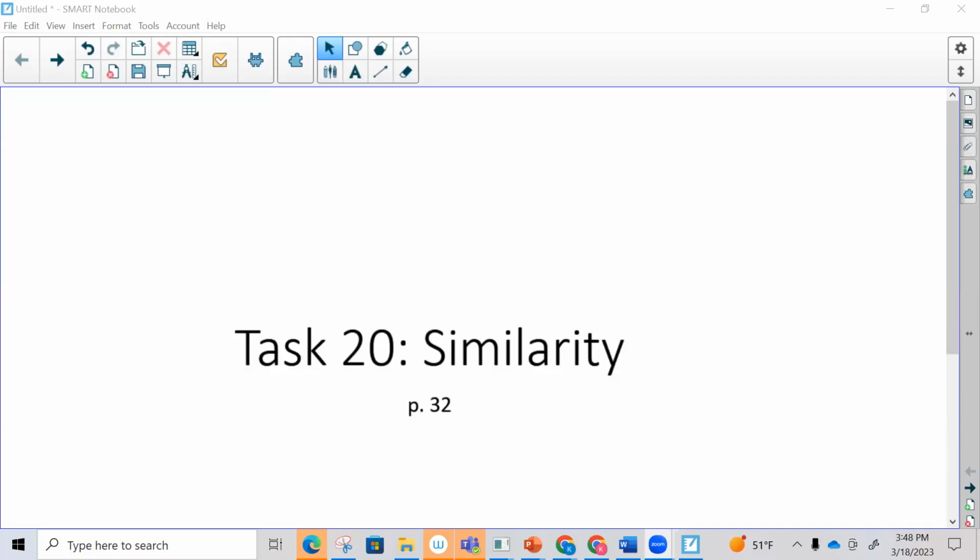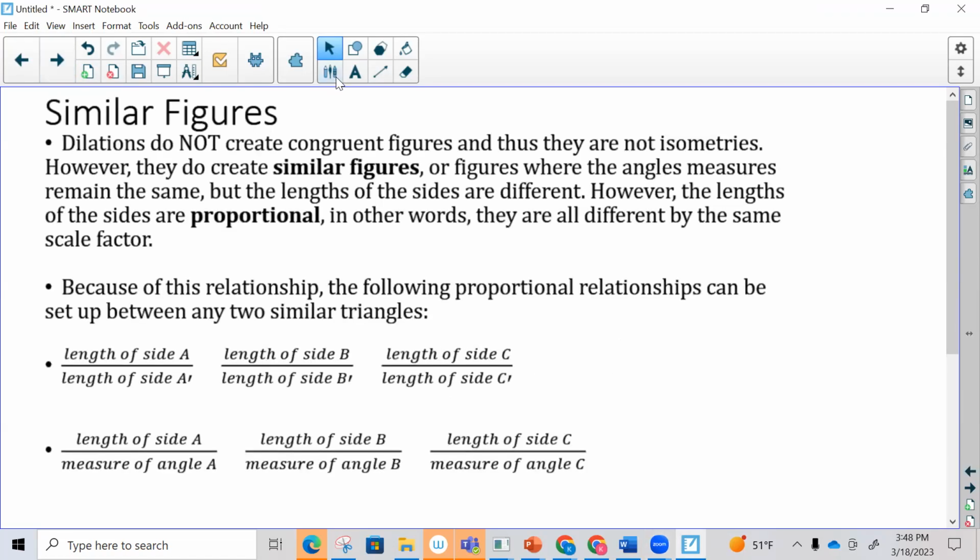So in this video, we're going to look at task 20, similarity, from the packet. It's on page 32. So we're going to talk about similar figures. We did congruent figures, and congruent figures are the same shape and the same size. But there's another thing called similar figures.